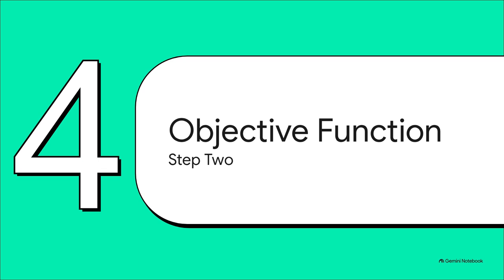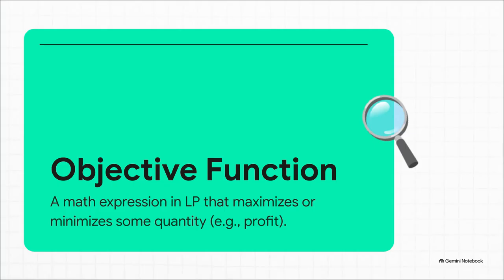Next up, section 4, step 2, objective function. The objective function is absolutely the heartbeat of your linear programming model. It's a mathematical expression that specifically maximizes or minimizes some quantity. As a future CPA, you're usually going to be looking at maximizing your total contribution margin or minimizing your total costs. Without an objective function, your math is just floating around with no actual direction.